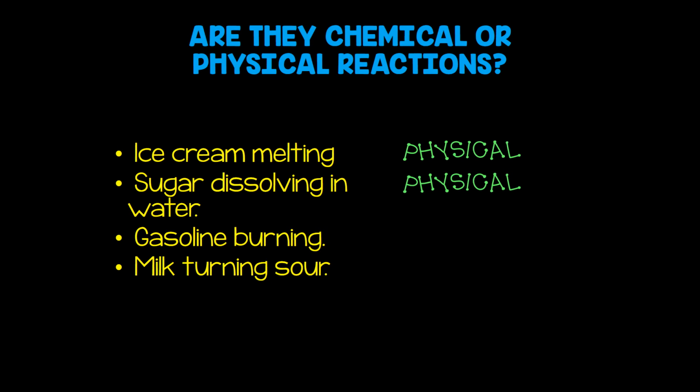Anytime something burns, it is changing chemically. So gasoline burning forms a new substance with new properties. This is evidence of a chemical change. Milk souring is also evidence of a chemical change.